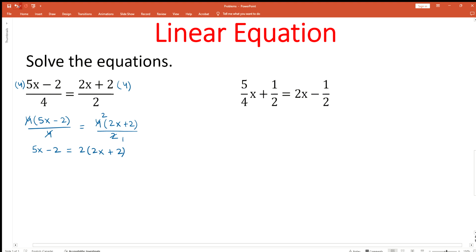Next, we should distribute the 2 into the parentheses. To get rid of the parentheses, we should multiply both terms in the parentheses by 2. Next, we should gather and combine x terms on the left side of the equation. We should subtract 4x from both sides. 5x minus 4x is equal to 1x.